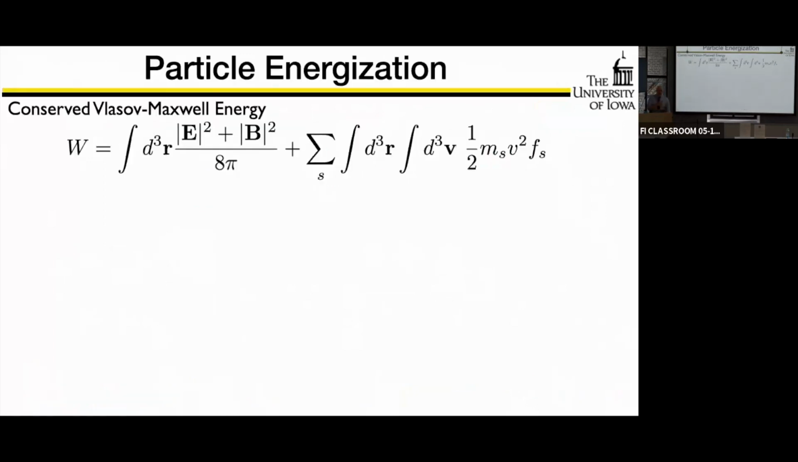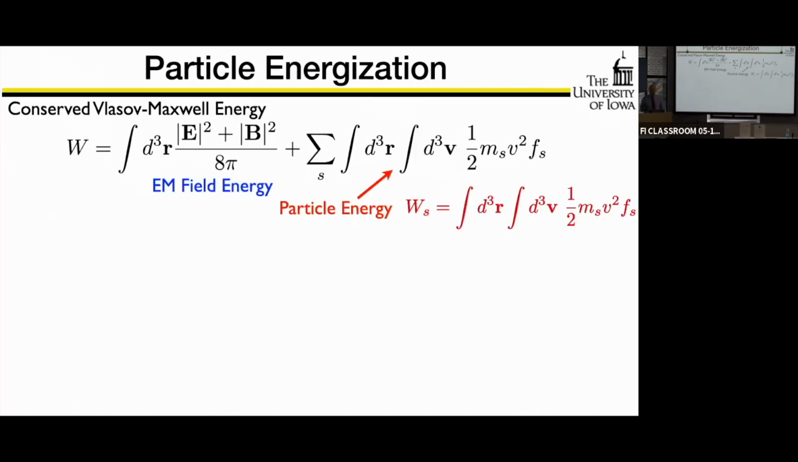So if we take those Maxwell-Boltzmann or Maxwell-Vlasov equations, we can combine them to derive a conserved Vlasov-Maxwell energy, which includes the electromagnetic field energy as well as the total microscopic kinetic energy of the particle species, where I've defined the particle energy as this integral of 1/2 mv squared times the distribution function, integrated over velocity and integrated over volume. Now, what we want to learn is, what is the rate of change of particle energy? That's the particle heating, that's the particle energization.